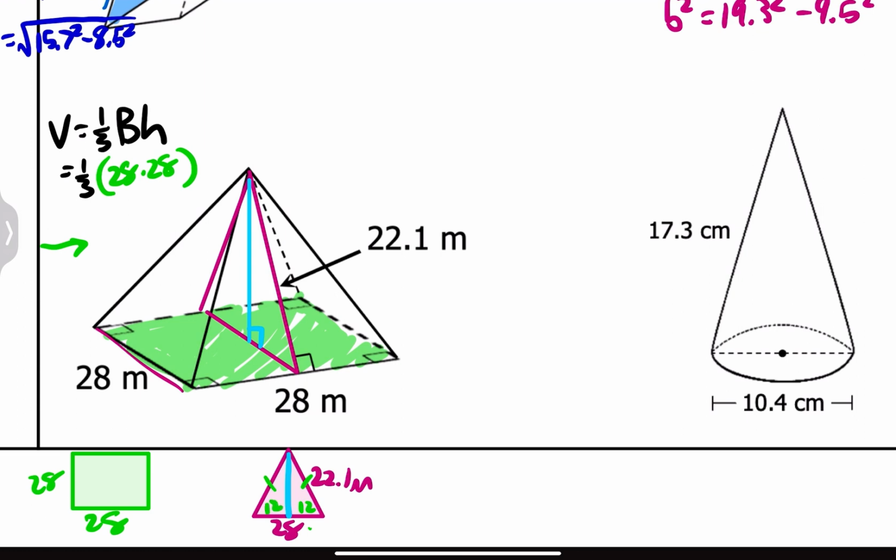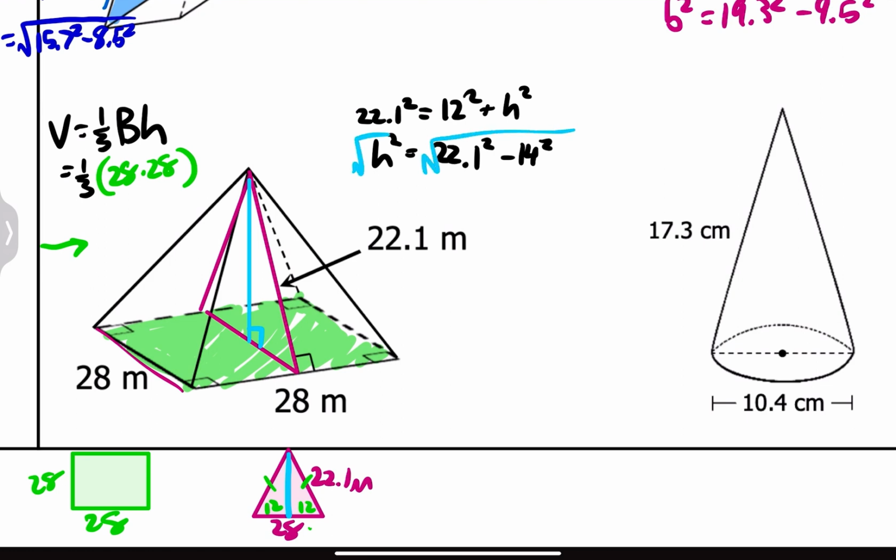So Pythagorean theorem is going to say that our hypotenuse, which is 22.1 squared, equals our base, which is 12 squared, plus our height squared. So our height is just going to be 22.1 squared minus 14 squared. We're going to take the square root of both sides. Our height is 17.1. Just going to type that over here.